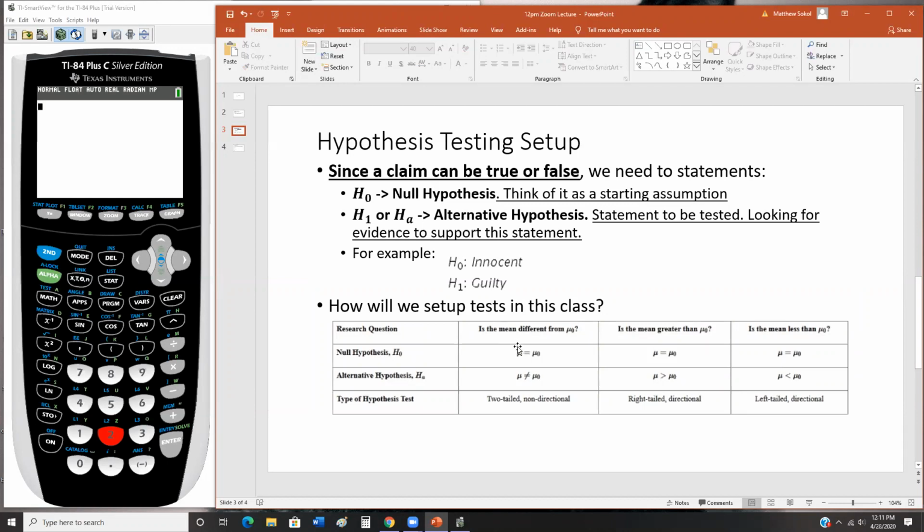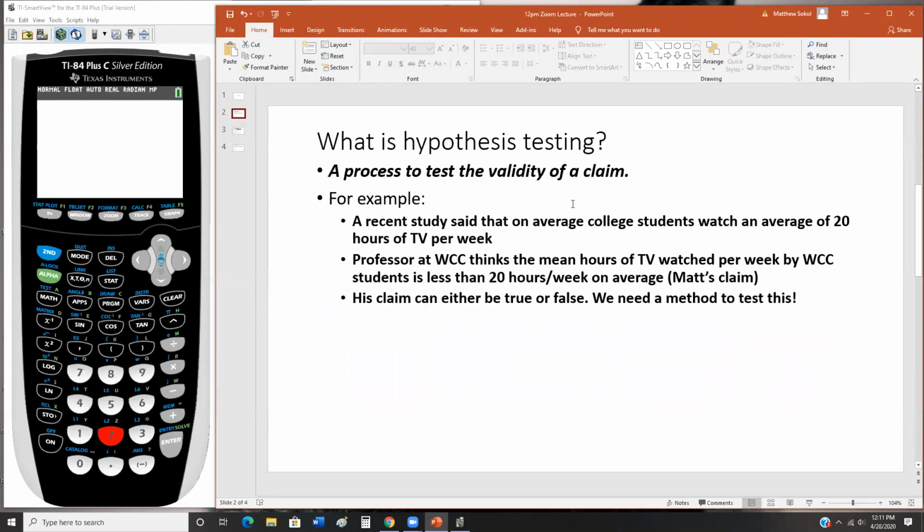So we're going to be investigating some mean. That's the Greek letter mu, that stands for a population mean. We're going to start, and it doesn't matter the type of test, two-tailed, right-tailed, or left-tailed, the null hypothesis will always start with the mean is equal to some number. So like here, we're going to have to start with some assumption. What's the only number that's given in my problem here?